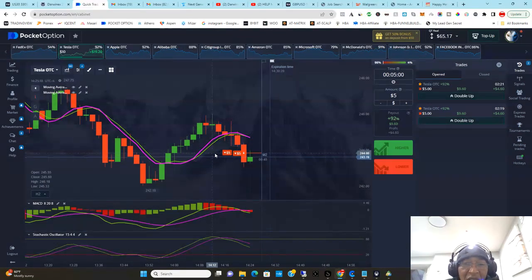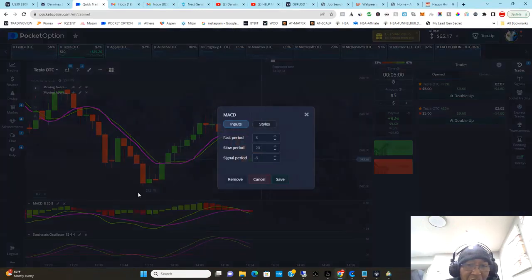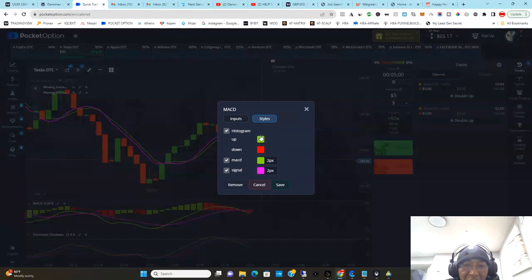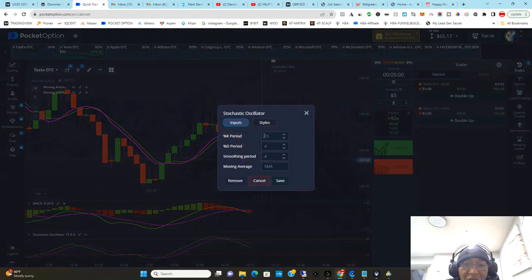And so we've just taken this, and we are waiting. It was a 5-minute trade time. The candles are 2 minutes each, and this is the MACD, and the settings are 8, 28. Of course, the styles are here. We put one purple, the one is green, and then we have the stochastic oscillator. Periods are 15, 4, 4. The moving average is SMA. Again, the styles, you can see them here.